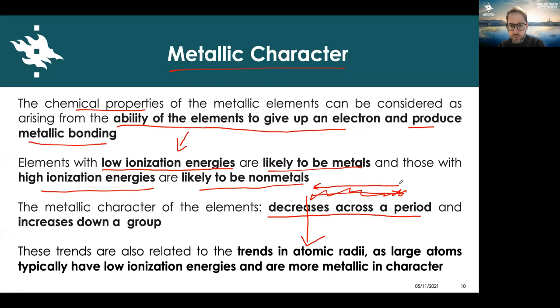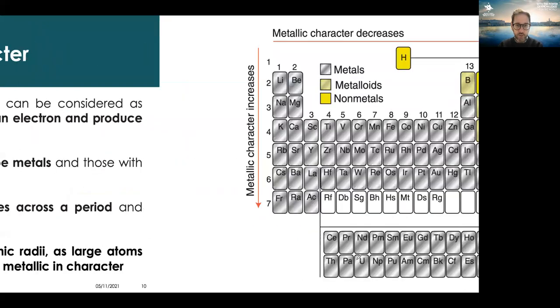Decreases across the period, so it increases from right to left, and increases down a group. So these trends are related to the trends in atomic radii. The larger the atom, the lower the ionization energy. So these are related, and therefore atomic radii or size, as well as ionization energy and metallic character, are all related to each other.